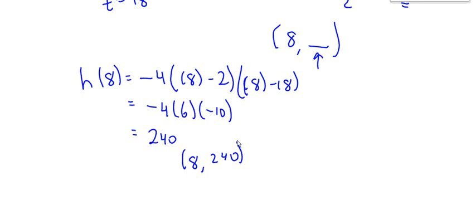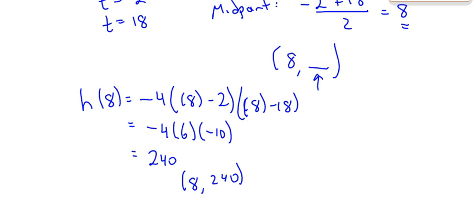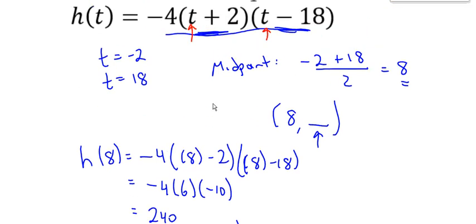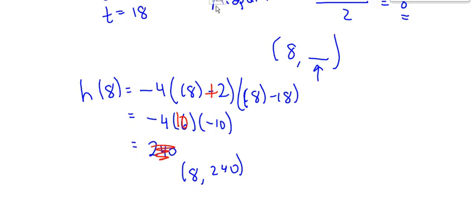What did I do wrong? Aha! I just found my error. I copied something wrong, and I knew I was wrong because I'd already done this work in advance. Oops. This was 8 plus 2. 8 plus 2 is 10. So, there is nothing wrong with making a mistake. I mean, if no one made mistakes, no one would ever figure anything out. Okay, so -4 times 10 times -10 is 400. So that means that the vertex is 8 comma 400, and therefore the maximum height is 8.